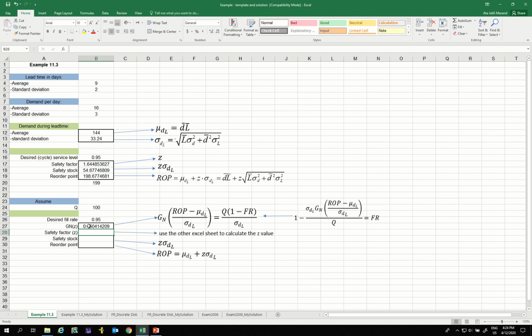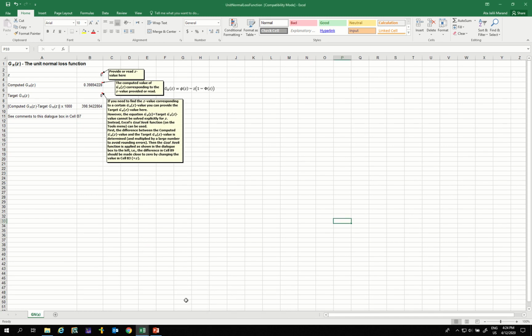Okay, now I have Gn of z, but I don't know which z value corresponds to this value, right? To find the corresponding z value, I need to use the other Excel template, the Excel sheet that is provided to you, which will do the calculations for us. Here in this cell, I will explain how it works first, and then explain how we will use it to solve our problem.